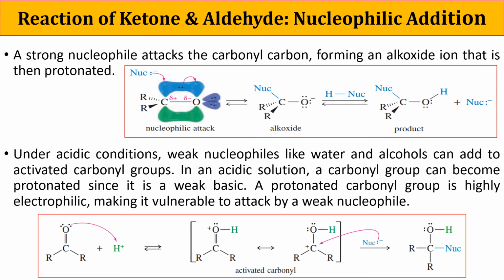Reactions of ketones and aldehydes. Nucleophilic addition. As a nucleophile attacks the carbonyl group, the carbon atom changes hybridization from sp2 to sp3. The electrons of the pi bond are forced out onto the oxygen atom to form an alkoxide anion, which is protonated to give the product of nucleophilic addition.